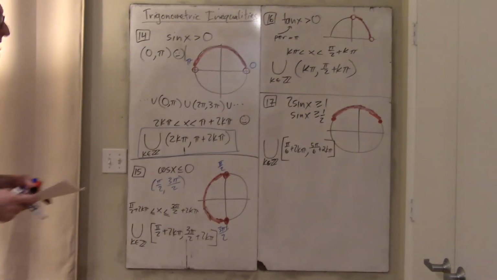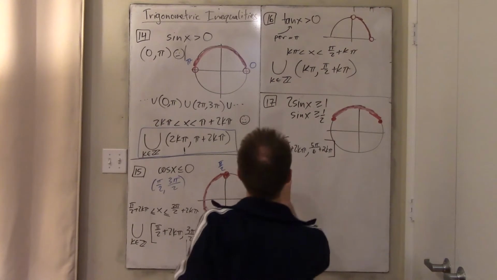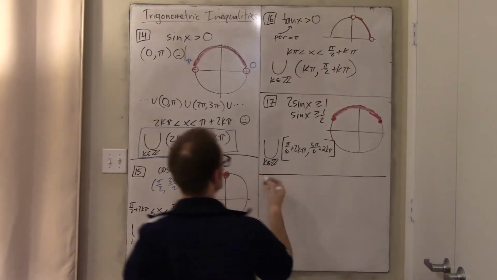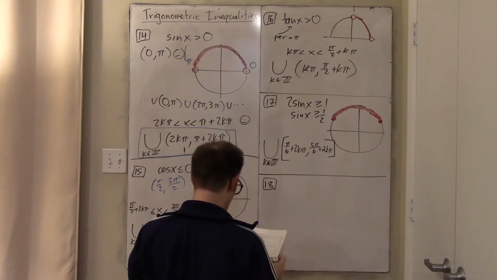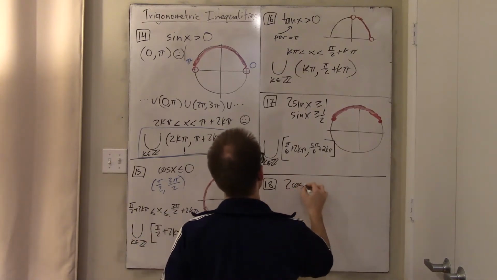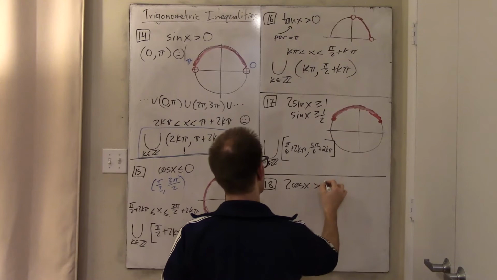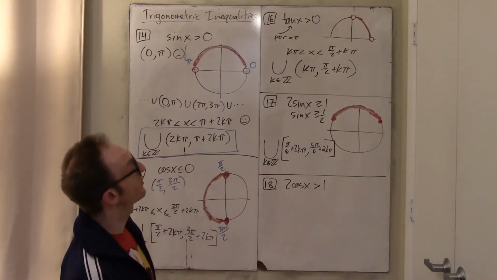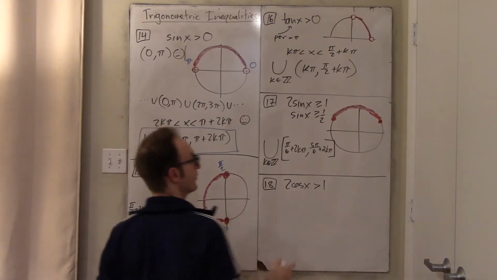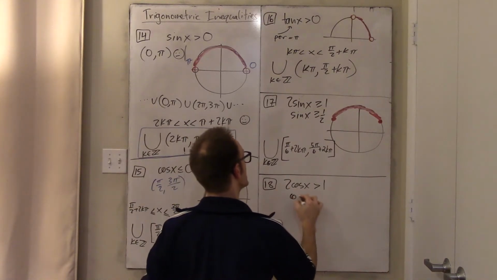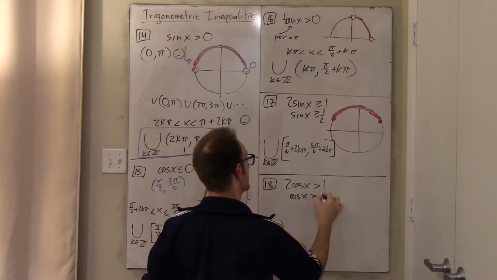Okay, one more, and for my own students, this is one that we didn't do in class, but it's maybe also not so hard. I might encourage you to start watching the video now, so you can see everything we've done. What's the solution to this? Well, it's going to be when cosine x is greater than a half.